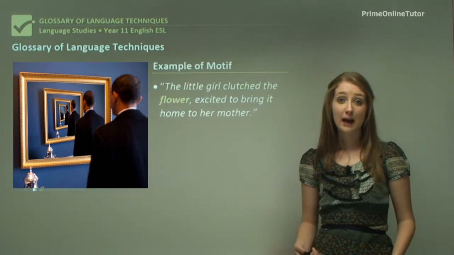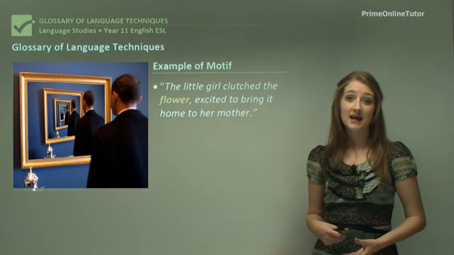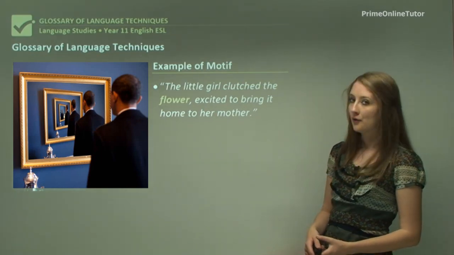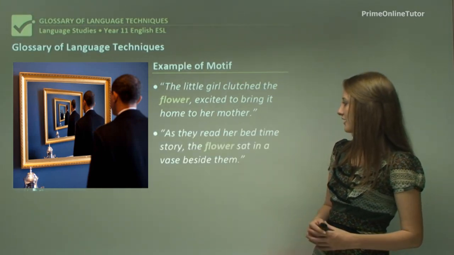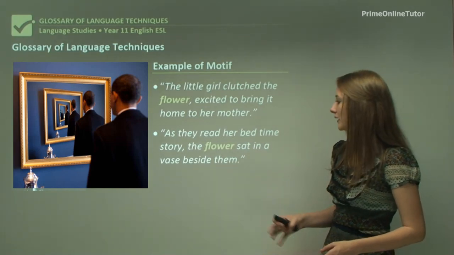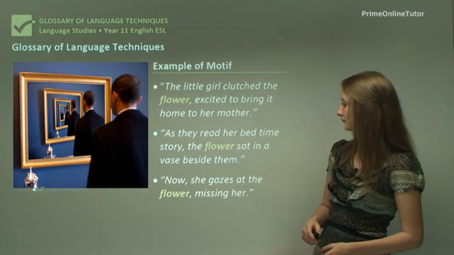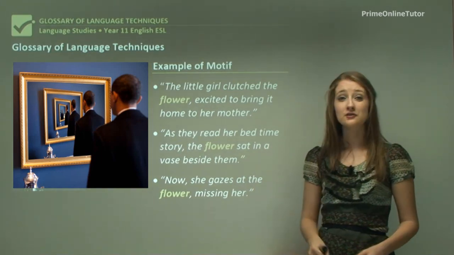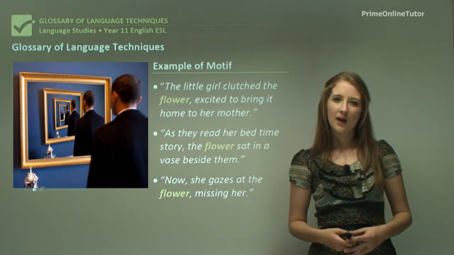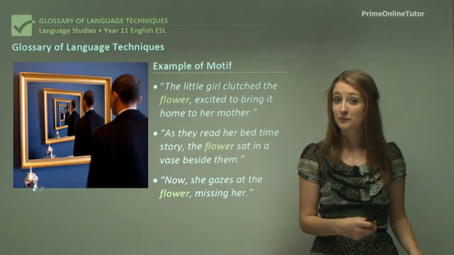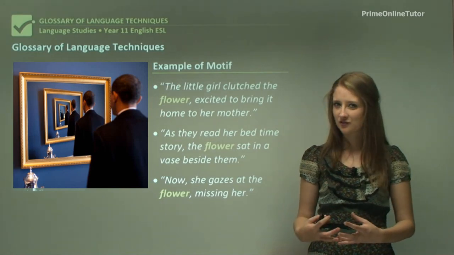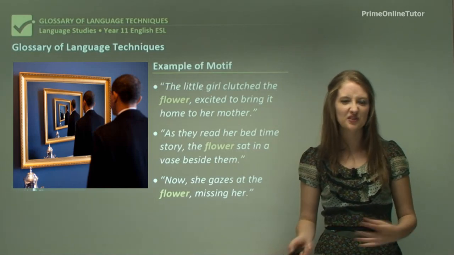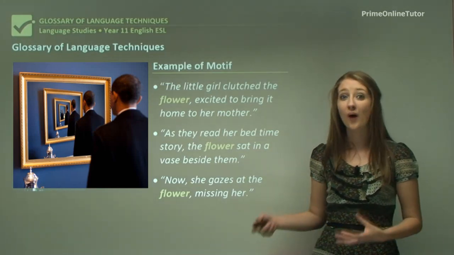So if we take a look at an example of a motif, in these three extracts from a story: the little girl clutched the flower, excited to bring it home to her mother. As they read her bedtime story, the flower sat in a vase beside them. Now she gazes at the flower, missing her. So the flower at three different points in the story is a way of exploring the sense that the relationship between the mother and daughter did exist and was very strong, but then something happened. So it's really a way of exploring that changing relationship. Something as simple as a flower can have a much wider meaning.